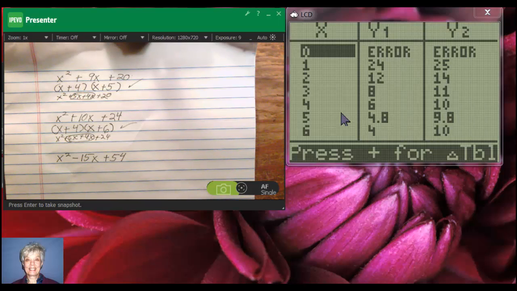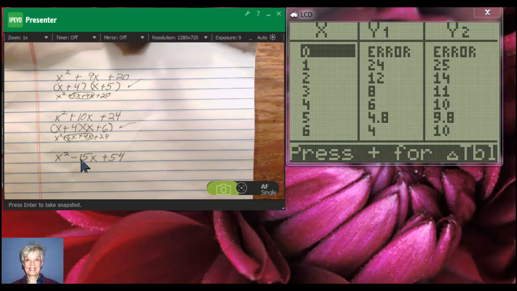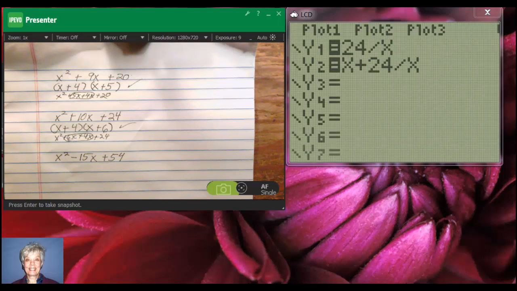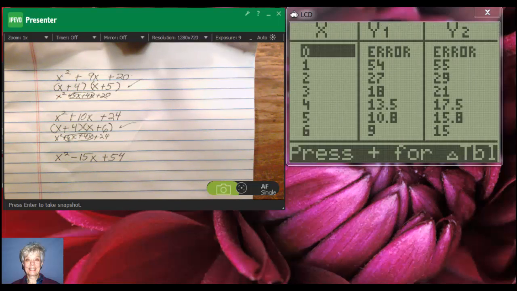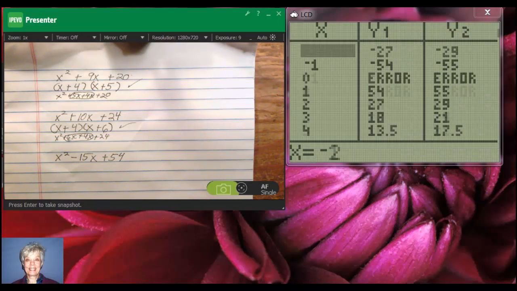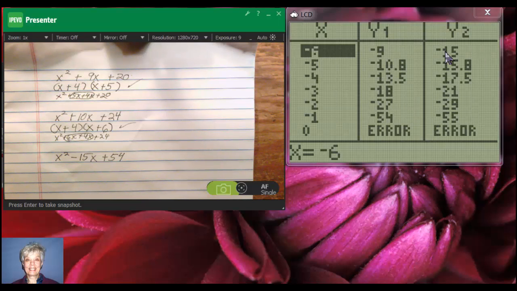Okay, one more. Let's do this problem. All right, I'm going to go to y equals and clear and clear. And I'm going to say 54 divided by x, come down to y2, x plus 54 divided by x. Second graph. I'm looking for the B number, which is negative 15. Here's positive 15, but I need negative 15. So I am going to scroll up to where the negative numbers are, and here's negative 15, accompanied by negative 6 and negative 9.